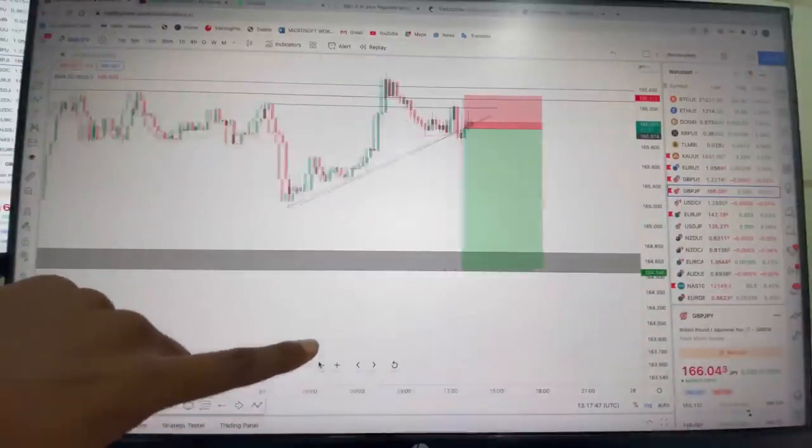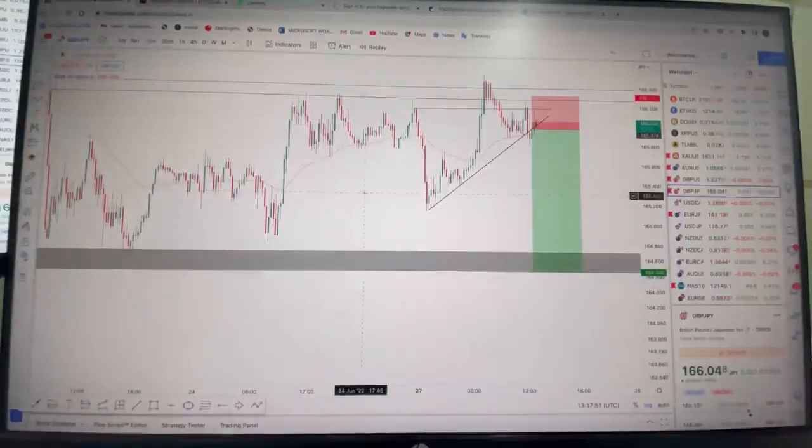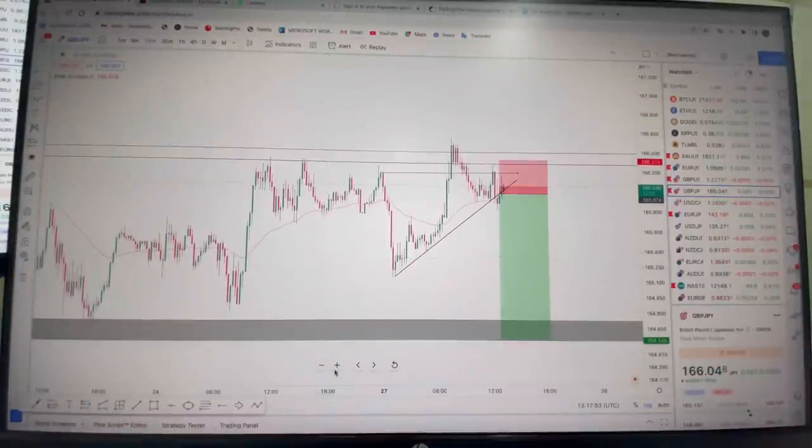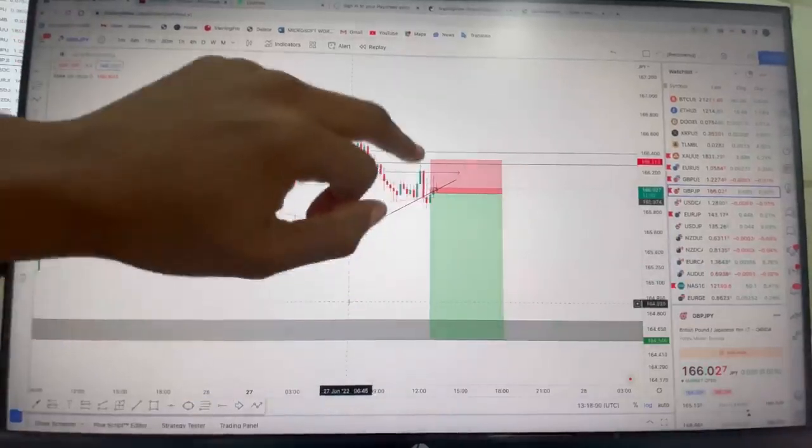Now on the lower time frame, we have what? A trend line, which shows that the market has broken, right? It shows the market has broken the trend line. That's saying that this market is kind of bearish, like sellers are more in the market. That's why I'm entering the sell here after the breakout of this.